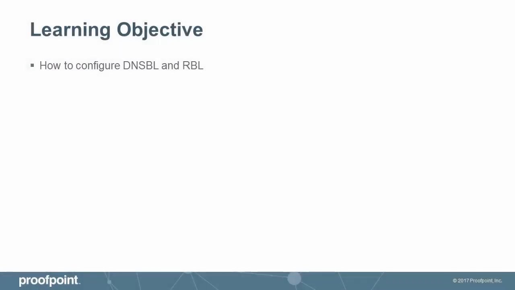This video tutorial is based on PPS version 8.6 and demonstrates how to configure DNS BL and RBL to aid in spam protection within the Proofpoint Protection Server, or PPS.